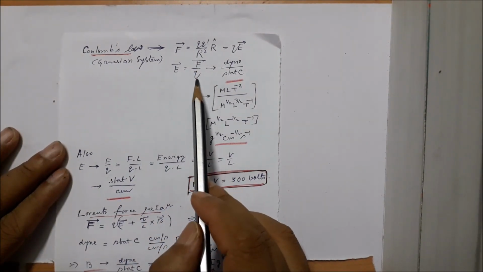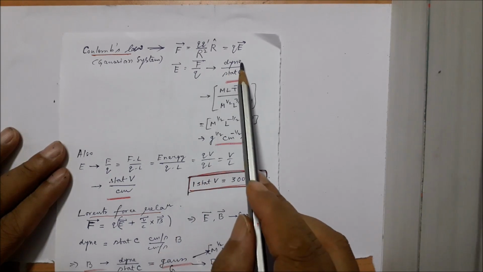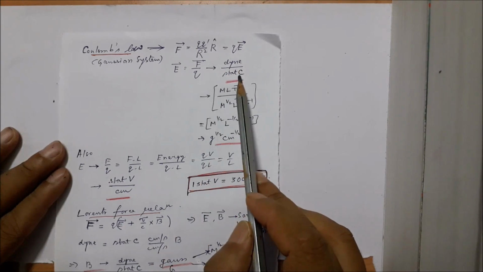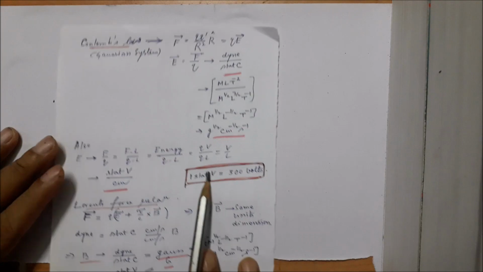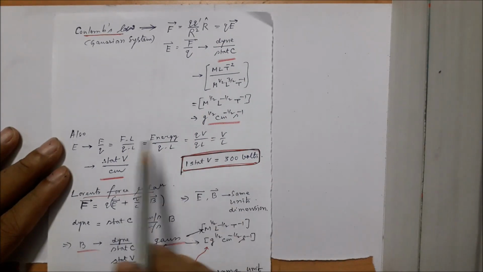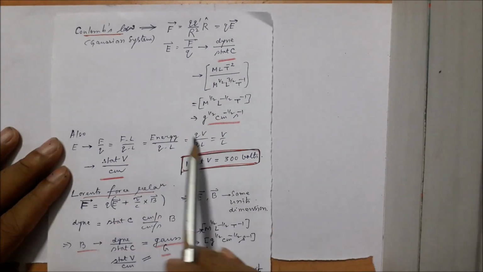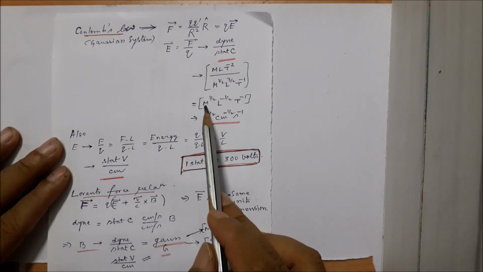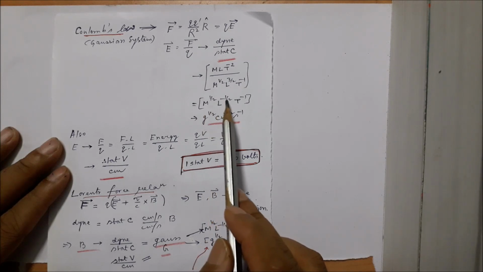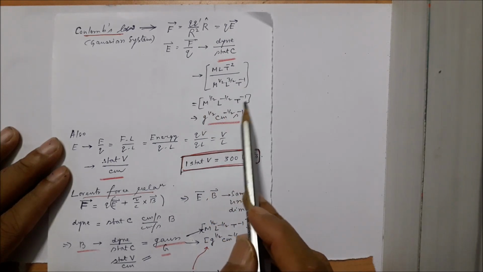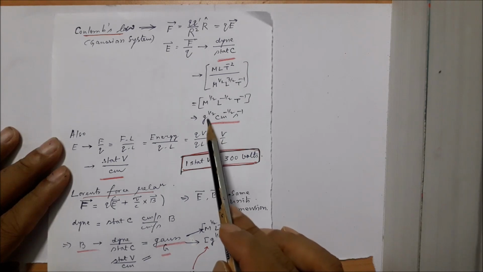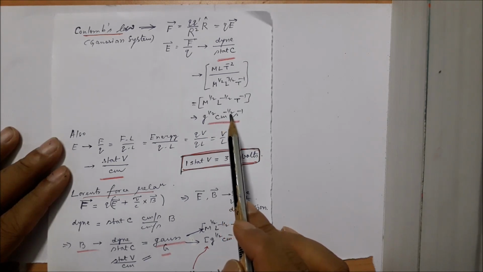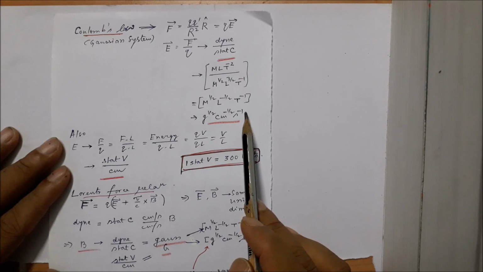It is force by charge, and therefore we can write it as dyne per statcoulomb. Now if you put the dimensions and simplify, then we end up with an expression for E, the dimension being M to the power half, L to the power minus half, T to the power minus 1, and if we write down the units, we have gram to the power half, centimeter to the power minus half, and second to the power minus 1.